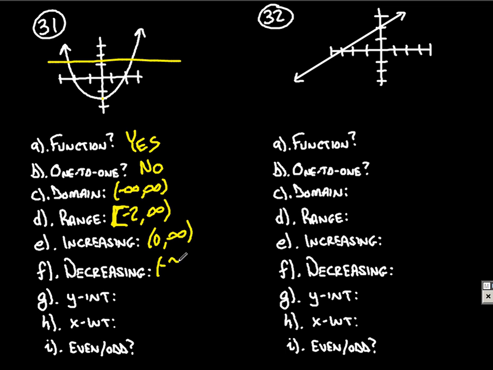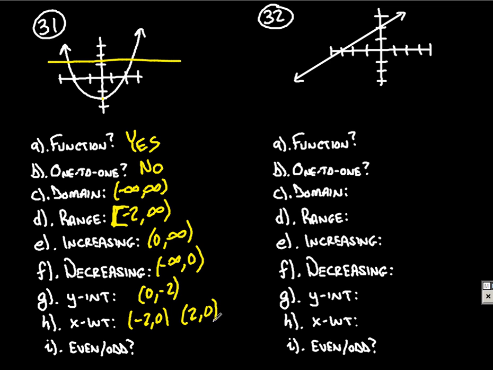I decrease on the other end, starting at negative infinity, and I decrease until I hit that 0. Y-intercept, where do I touch the y-axis? Well, I touch it right here at this point. That point is 0, comma, negative 2. My x-intercepts, there's a couple of them. They're at negative 2, comma, 0, and at 2, comma, 0.